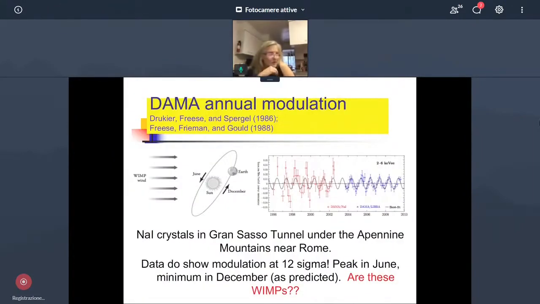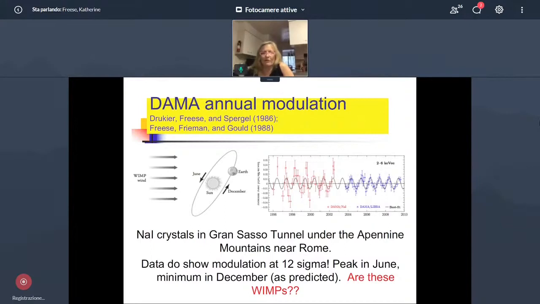So of all of these experiments, they all see nothing with one exception, and that is the DAMA experiment in the Gran Sasso Tunnel near Rome. We predicted a long time ago that you should see an annual modulation, because the Earth moves around the sun, as shown in this picture on the left. As the Earth moves around the sun, you get a variation in the signal that should give you a peak in June and a minimum in December.